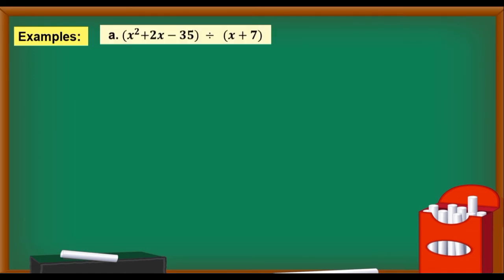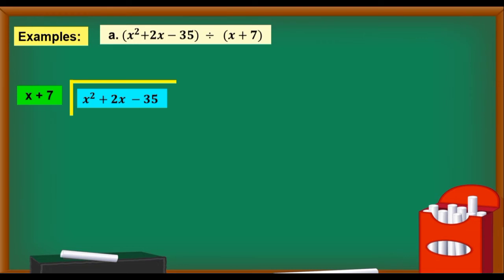So, given that x squared plus 2x minus 35, i-divide natin kay x plus 7. So, ang nasa loob po ay yung ating dividend, which is x squared plus 2x minus 35. Ang ating divisor po ay nasa labas na x plus 7.